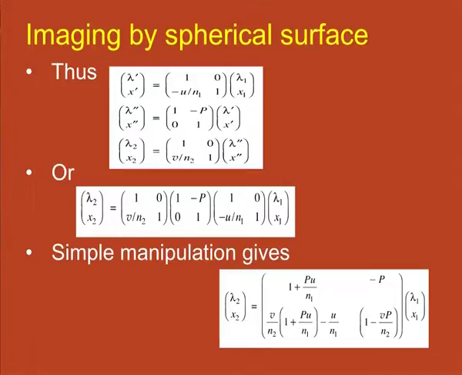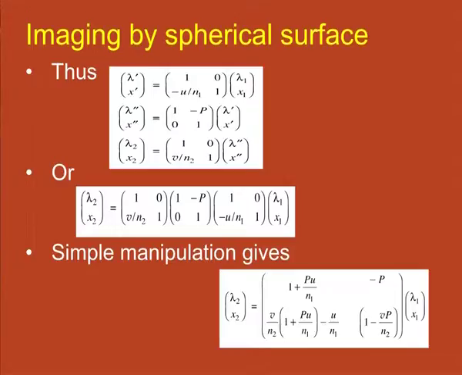If we simplify, then we can obtain the following expression: the column matrix of lambda 2 x2 is equal to the multiplication of the following matrices, that is the matrix formed by 1 0 v by n2 1, and the matrix formed by 1 minus p 0 1, into the matrix formed by 1 0 minus u by n1 and 1, and finally the column matrix of lambda 1 x1.